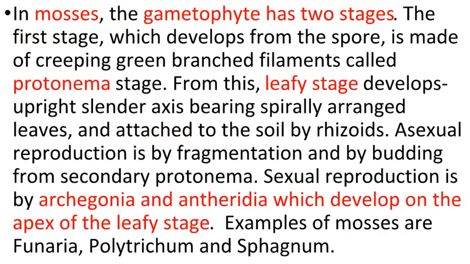In mosses, the gametophyte has 2 stages. The first stage, which develops from the spore, is made of creeping green branched filaments called protonema stage. From this, leafy stage develops, an upright slender axis bearing spirally arranged leaves and attached to the soil by rhizoids. Asexual reproduction is by fragmentation and by budding from secondary protonema. Sexual reproduction is by archegonia and antheridia which develop on the apex of the leafy stage. Examples of mosses are Funaria, Polytrichum and Sphagnum.